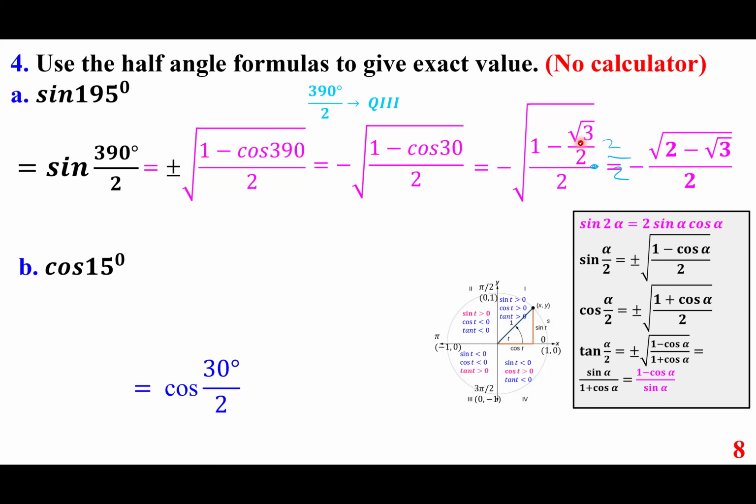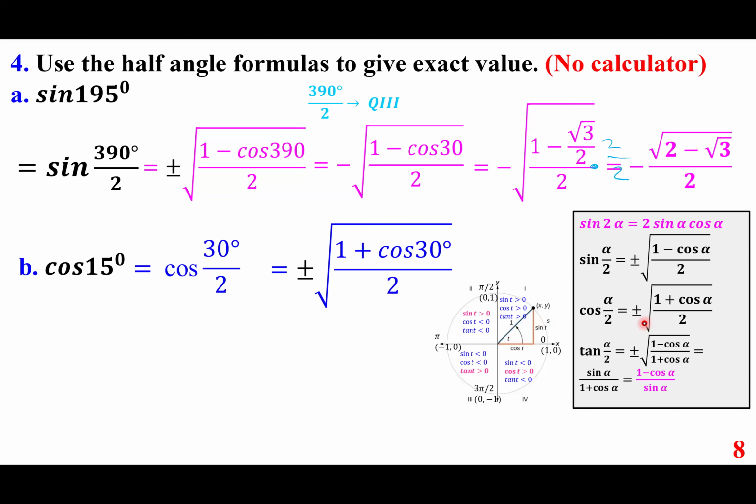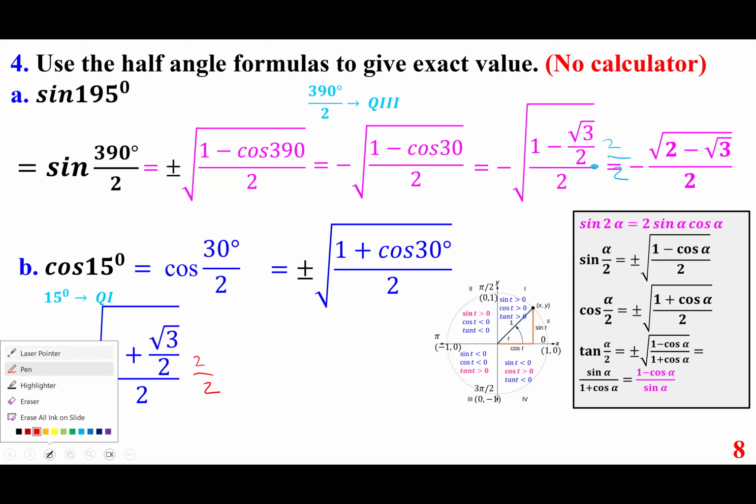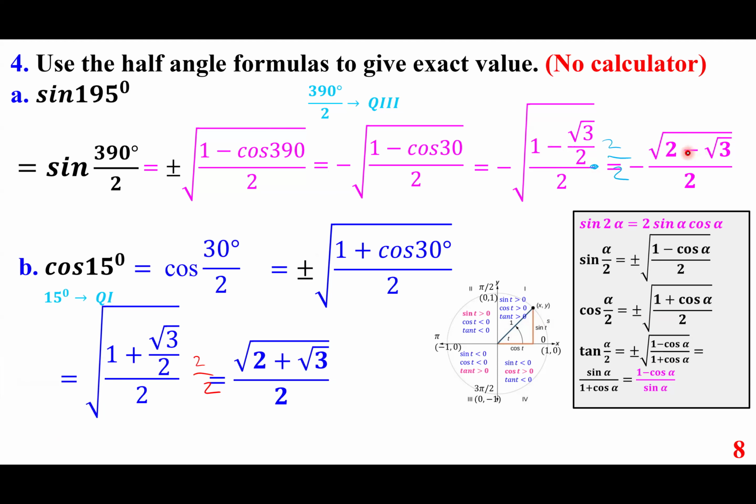This is the same as cosine of 30 over 2. As you know, cosine of 15 is in the first quadrant. So the formula is this one, plus minus the square root of 1 plus cosine of 30 divided by 2. However, you choose positive because 15 degrees is in the first quadrant and therefore positive. In the first quadrant, everything is positive. And cosine 30 is a common arc, square root of 3 over 2. It's very similar to that, multiplied by 2 over 2. And the same thing as this one, except it's a plus sign here. So square root of 2 plus the square root of 3 over 2.